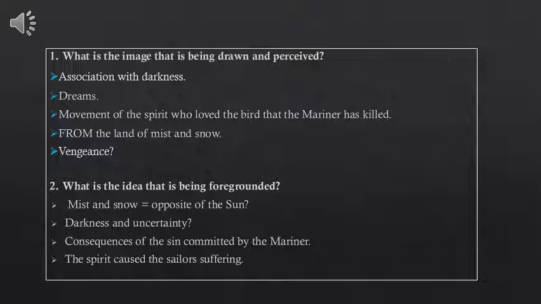Spirits are showing up, and then things are unclear because they were surrounded by fog, by misty air. So darkness and uncertainty then became more pronounced. I do believe that these are the consequences of the sin committed by the mariner. Because he shot the albatross, and now they are being surrounded by mist and snow, the spirit caused the sailors suffering. Inflicting suffering on the sailors and the mariner is the spirit's way of giving back the pain that they have caused the spirit. So that is what I believe in terms of suffering that is being illustrated.